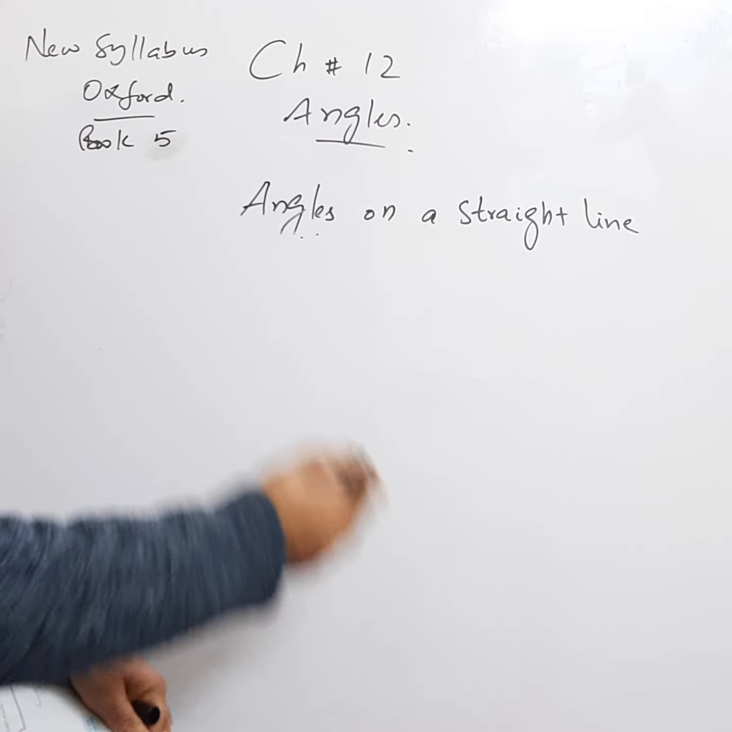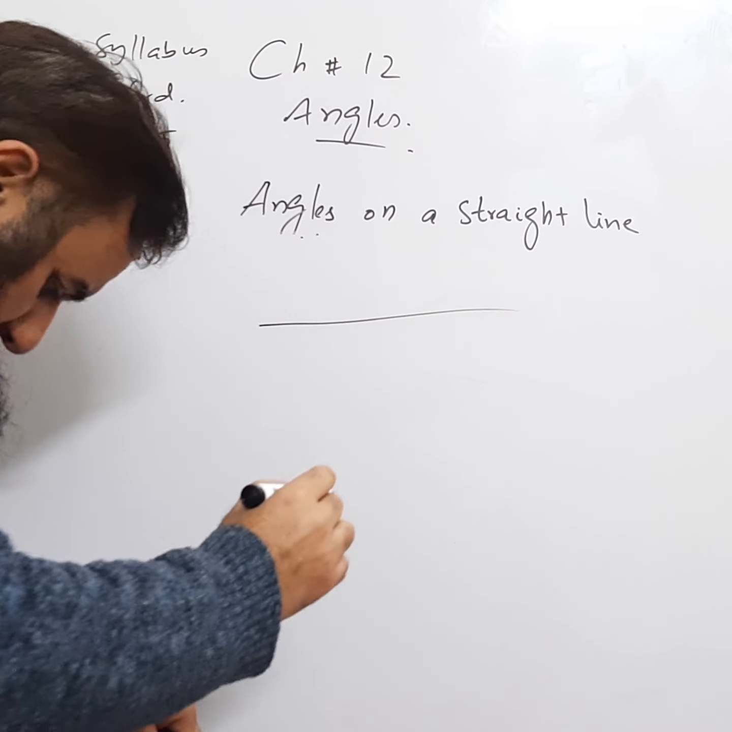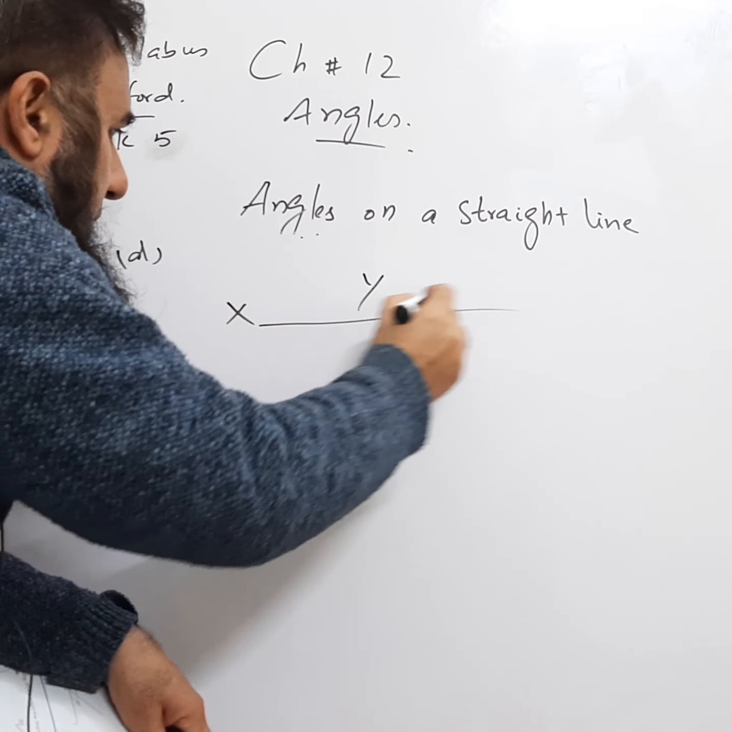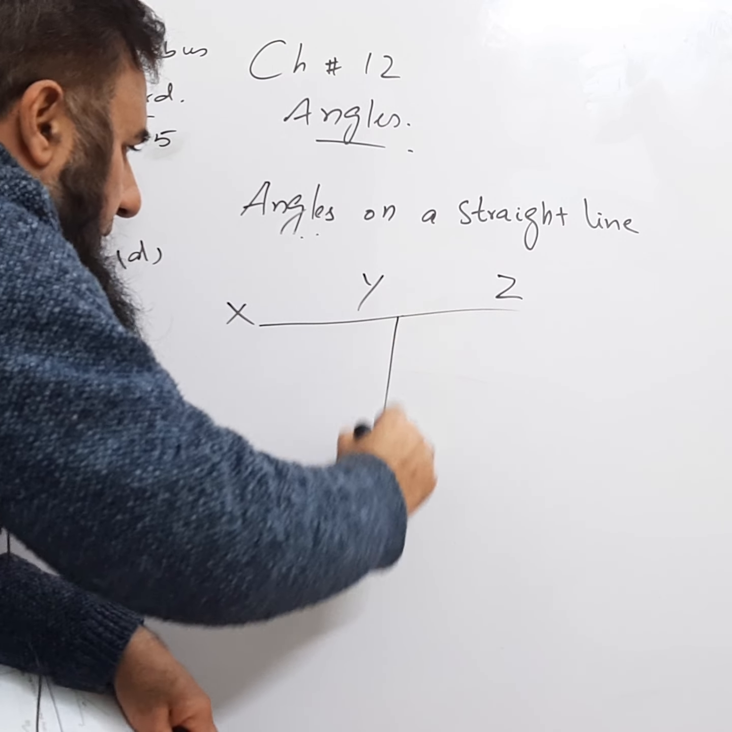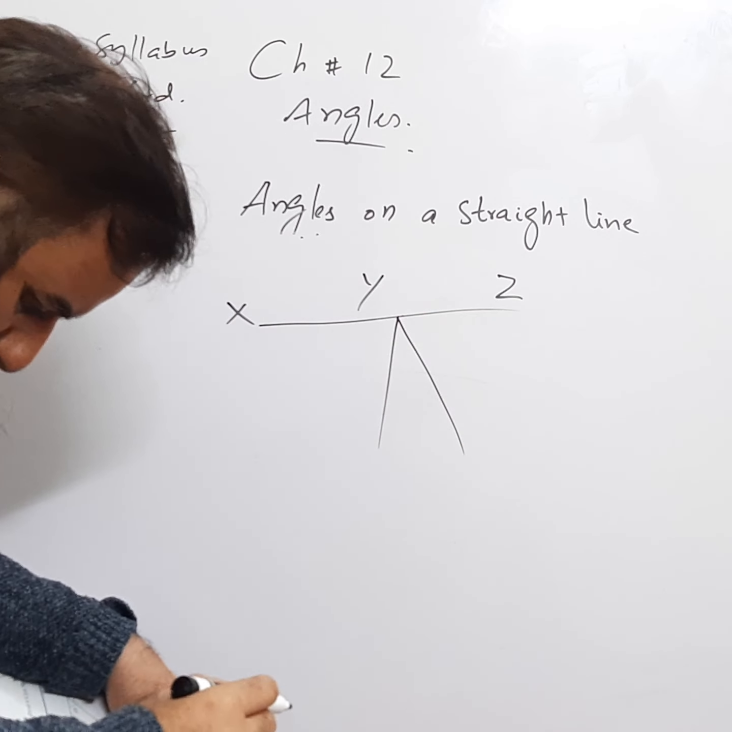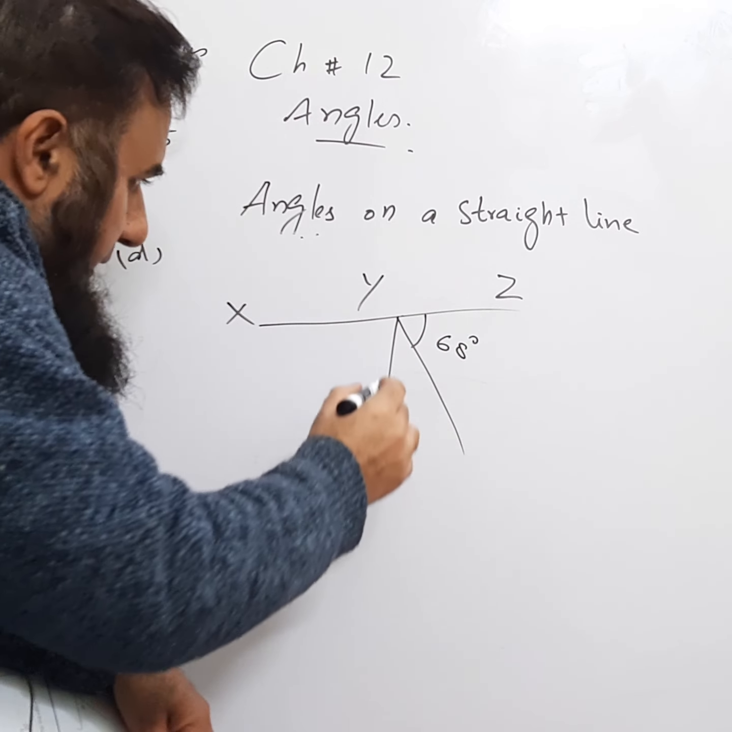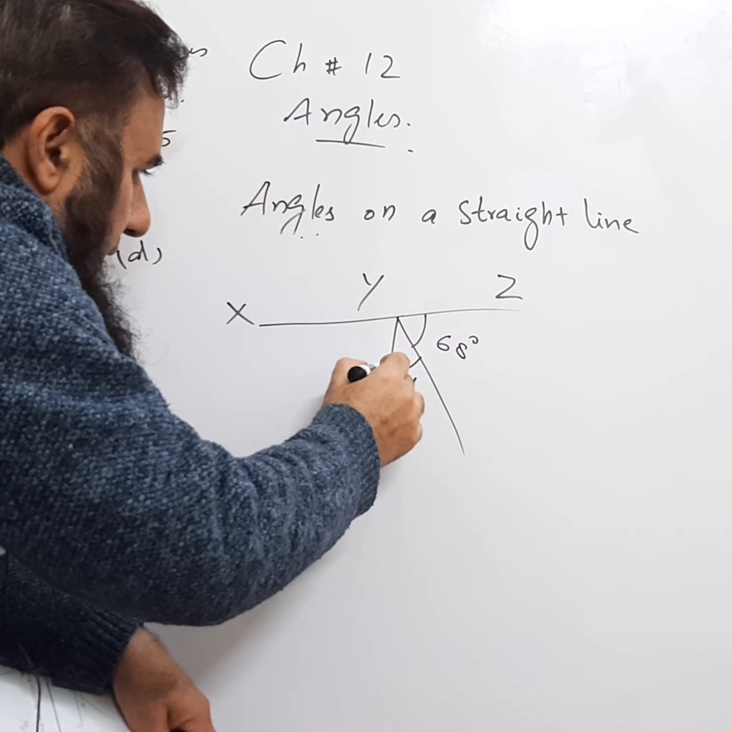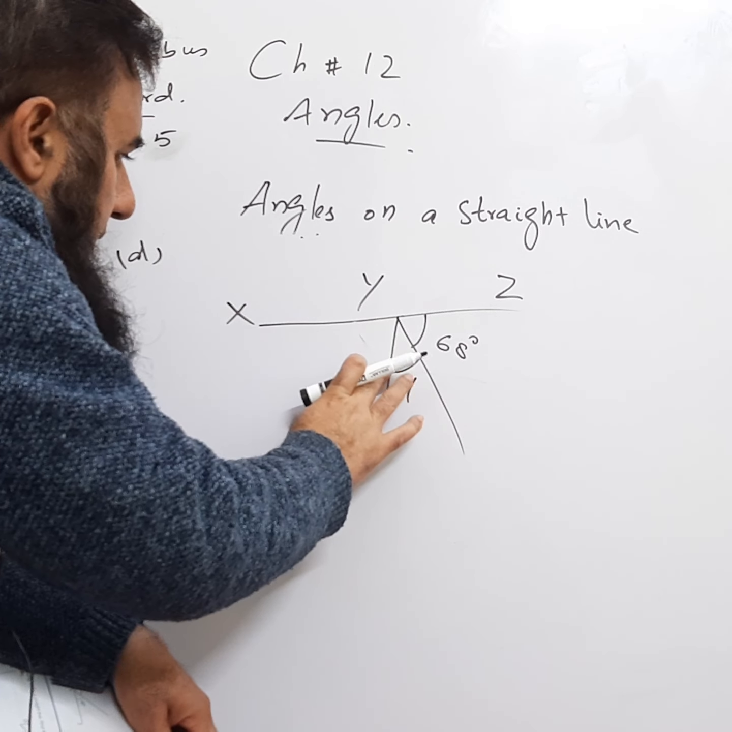Part D says, this is the straight line, this is X, this is Y, this is Z. And on Y, it is like this. Okay. This angle is 68. This angle is D. And this angle is given like this.